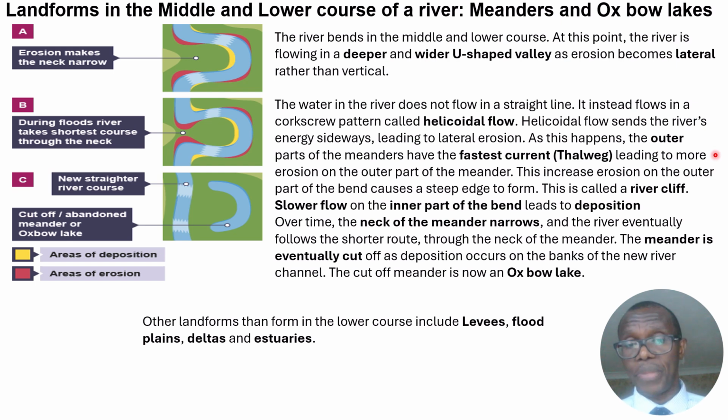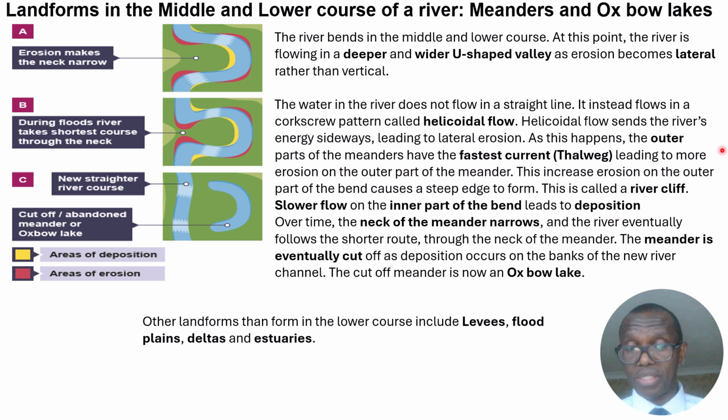Now, the water in the river does not flow in a straight line. Instead it flows in a corkscrew pattern, which is called the helicoidal flow. So it's going almost like in circles, and that will send the river's energy sideways, and that is what is actually leading to that lateral erosion that is taking place.